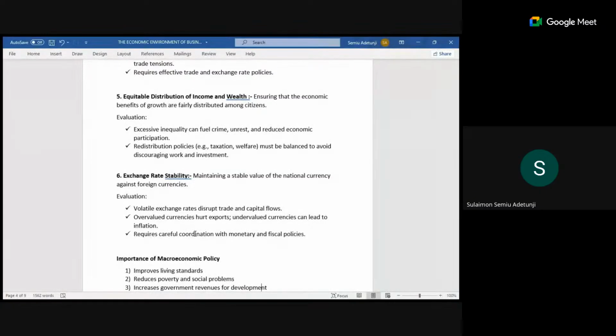So when the exchange rate is too volatile, it will not be easy for anybody to predict what will happen in the system. It will not be easy for anybody to do transactions.